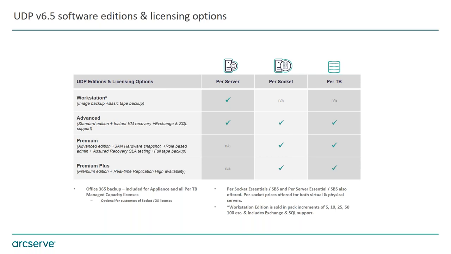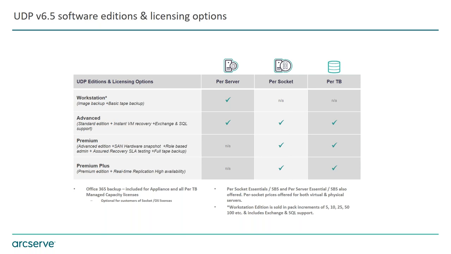We also have Premium, which also has everything that's in Advanced, but it also has things like SAN hardware snapshot to integrate with disk arrays, role-based admin into the UDP console, so you can create different role-based access. We have all the DR testing and SLA reporting and full tape library support. So with the Premium license, you can migrate to a tape autoloader or library that's got two or more drives. If you only need to migrate UDP backups to a single drive autoloader, that's all covered in the Advanced license. So if you've got a larger tape library unit, you need Premium.